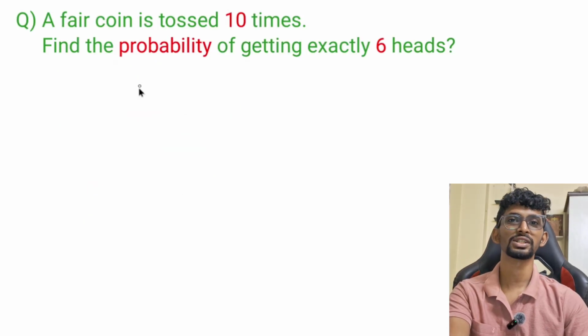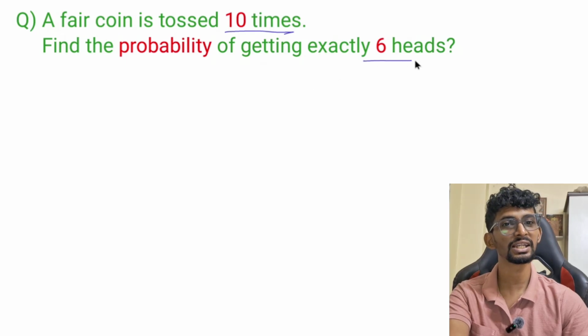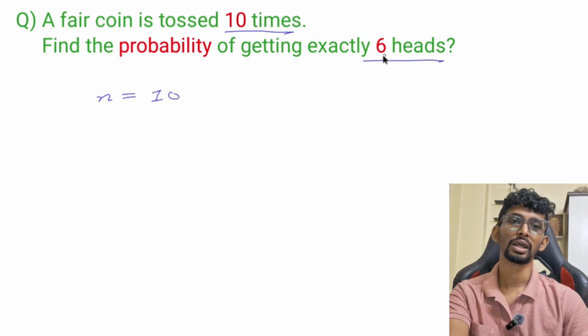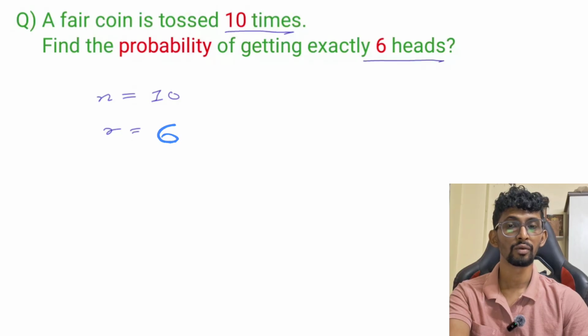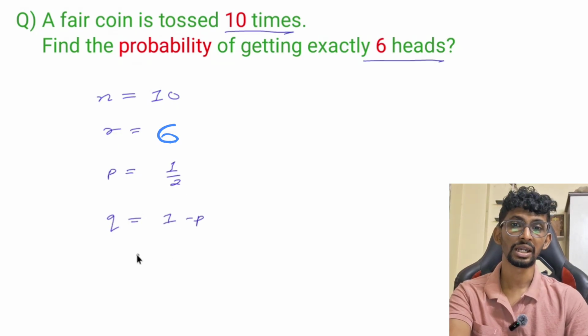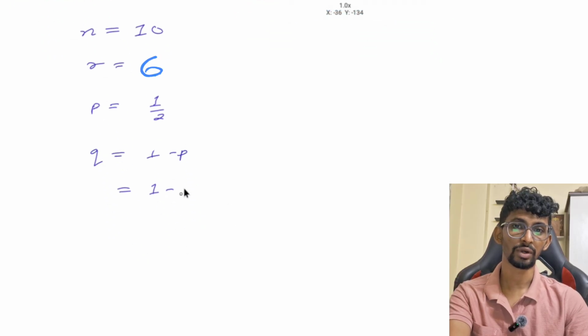You can get a question something like this. A fair coin is tossed 10 times. Find the probability of getting exactly 6 heads. So here the number of trials n is 10. We want 6 heads, so r will be 6. What will be p? Probability of getting head, which is 1 by 2. What is q? q is 1 minus p, that is 1 minus 1 by 2, which is again 1 by 2.